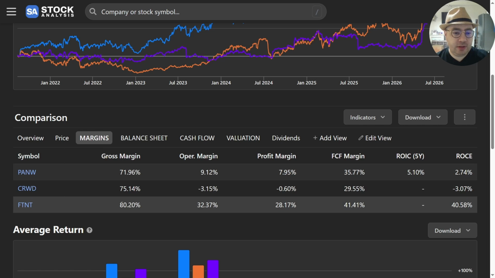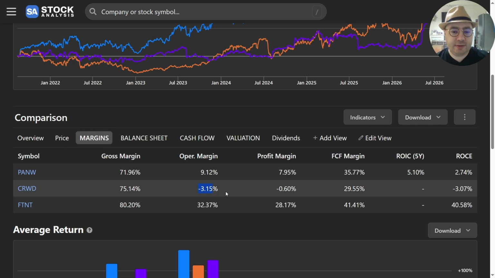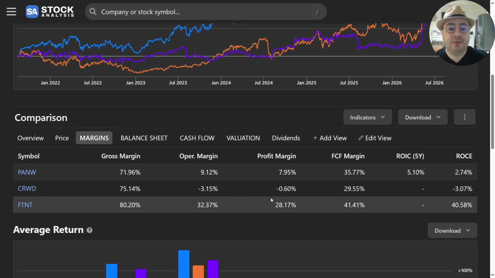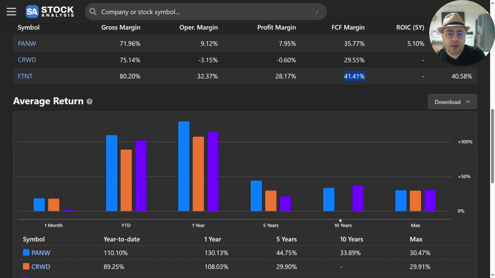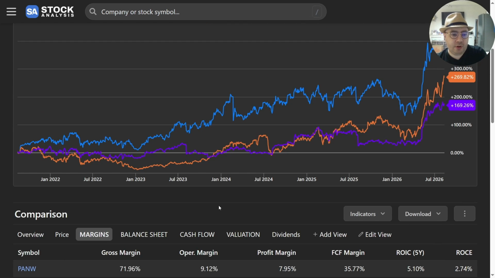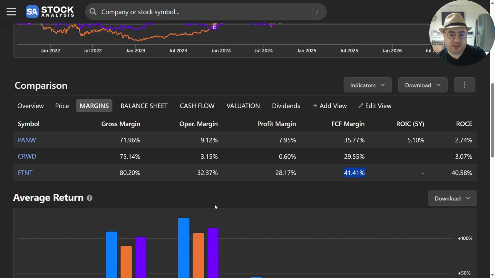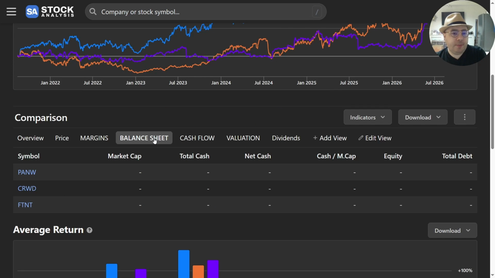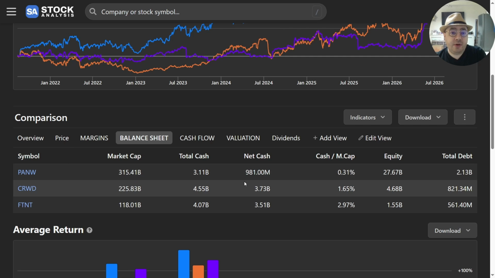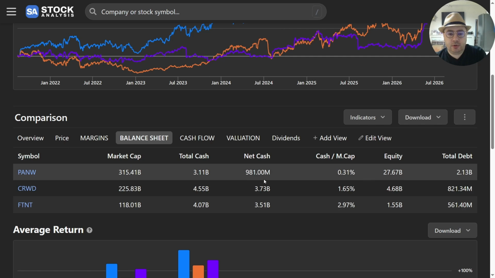Gross margins, Fortinet trumps the other two. Operating margins, CrowdStrike is negative. Fortinet is 33%, which is pretty much software-like, even though they have a hardware business as well. Profit margins, these numbers are much, much better than the two. So you can compare. I just took the top 3 cybersecurity firms, and you can compare the balance sheet. This is a very nice tool, the comparison tool. You can look at the net cash, market cap, and cash flows.